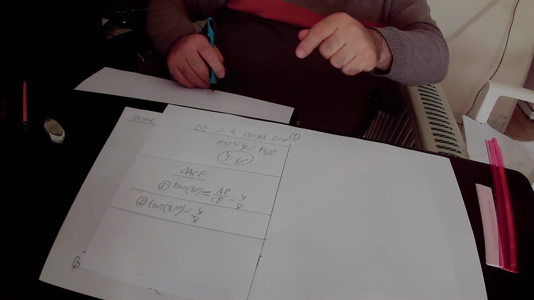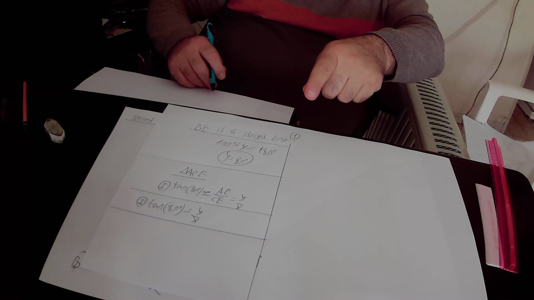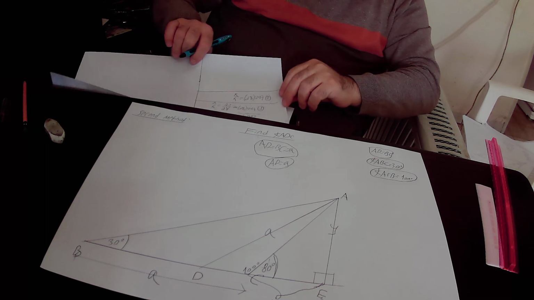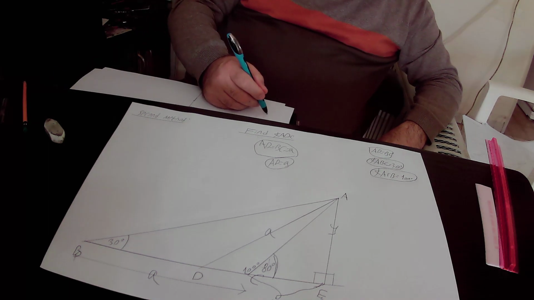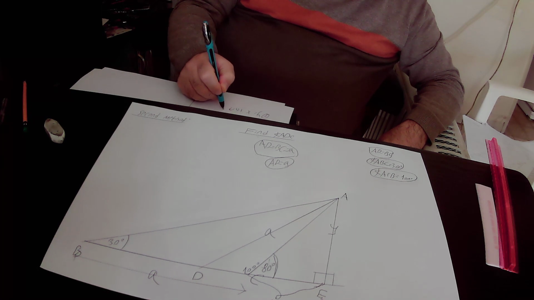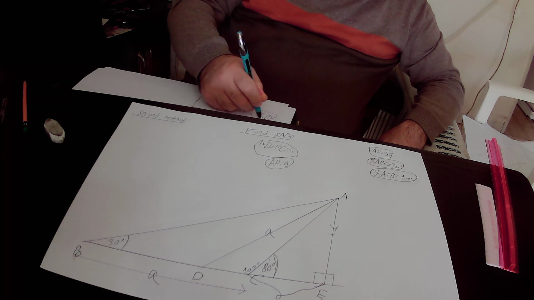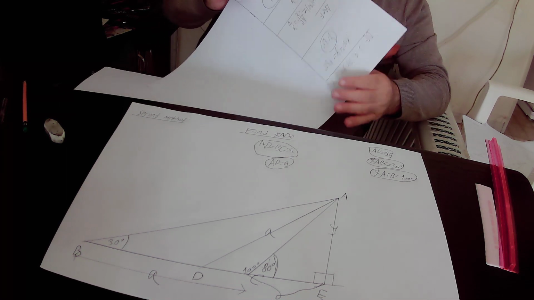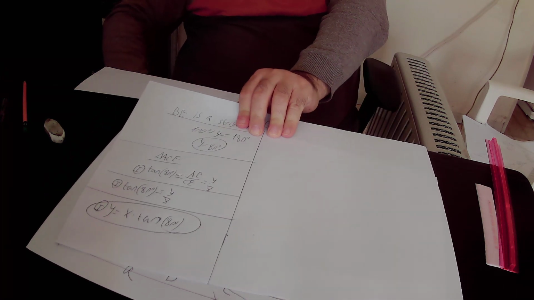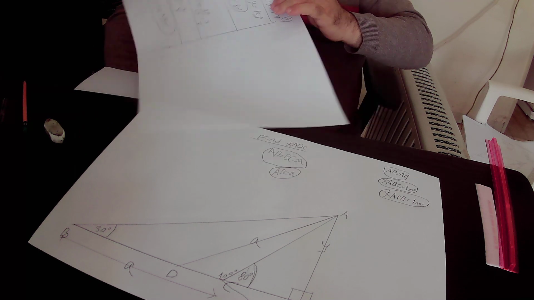Here we will multiply equation number 1 by X. And we will get that according to equation number 1, Y equals X times tangent 80 degrees.